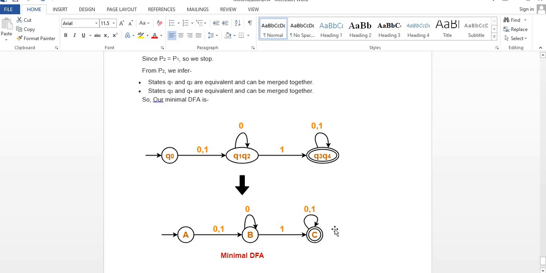So our minimal DFA looks like this: from state A on 0, 1 to state B, B on 0 to B, B on 1 to C, C on 0, 1 to C. So this is the minimization of DFA, or optimization of DFA. Thank you.